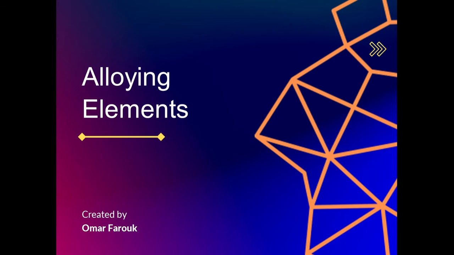I am Omar Farouk and today we are going to talk about the alloying elements. So let's start. In the last video, we said that steel is a combination of iron and carbon. Steel is alloyed with various elements to improve mechanical properties such as toughness, hardness, and tensile strength, and to produce special properties such as resistance to corrosion or heat.